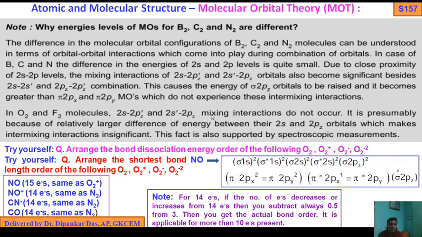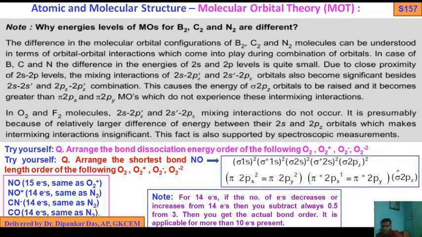Okay, now try yourself. Question: arrange the bond dissociation energy order of the following. Bond dissociation means how much energy is required to break or rupture this bond. I will give you hints. First of all, write down the MO electronic configuration of the O2 molecule. Then you can find out the bond order of O2, then the bond order of O2 plus, then the bond order of O2 minus.